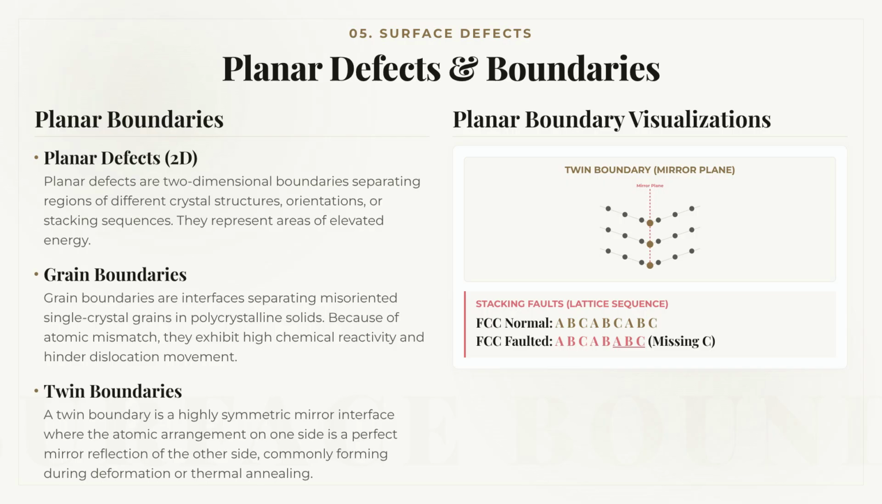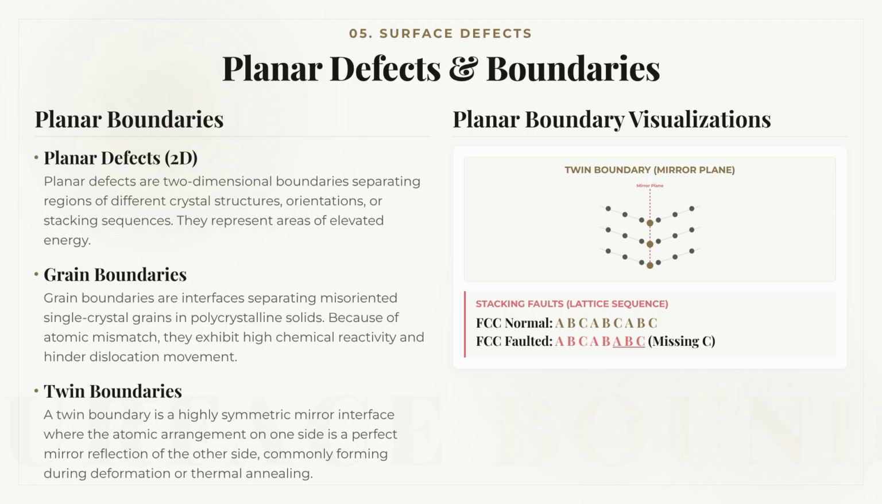Sometimes, due to disturbances during crystal growth, the normal stacking sequence is interrupted. For example, an FCC crystal may accidentally develop an HCP sequence for a few layers. This irregularity in the stacking order is called a stacking fault. Stacking faults influence mechanical properties, especially the deformation behavior of metals.